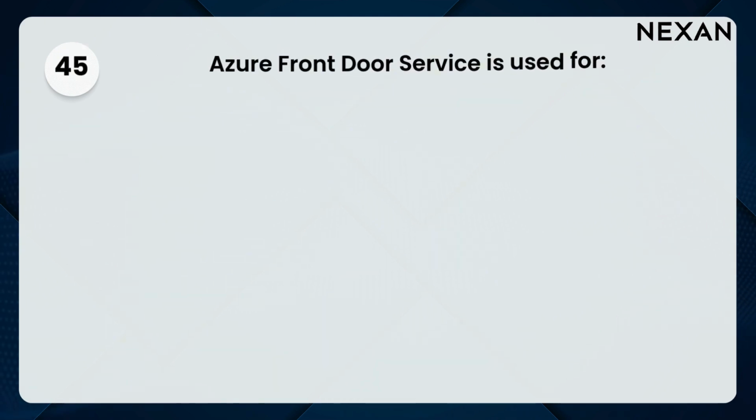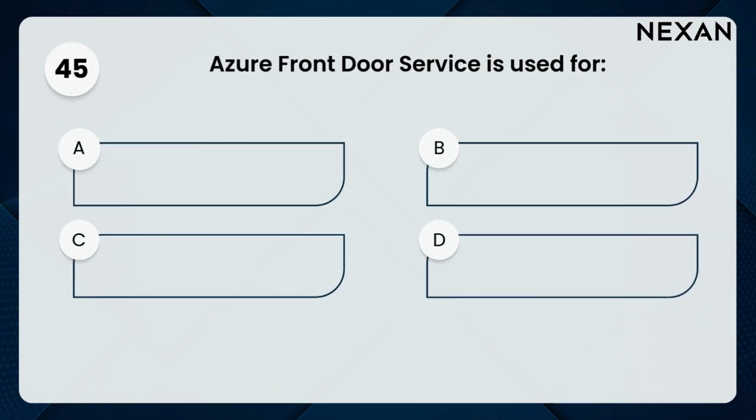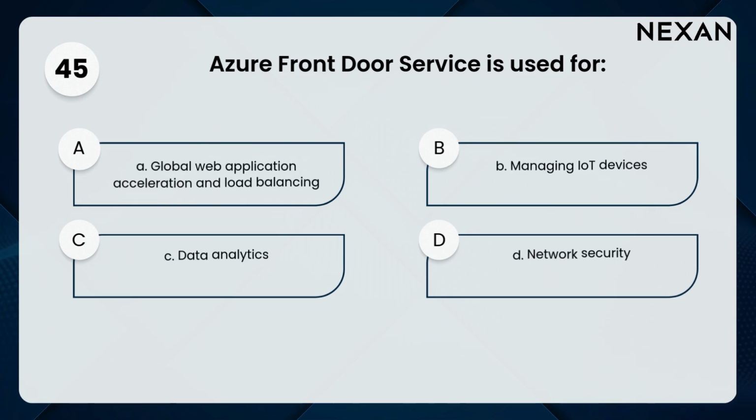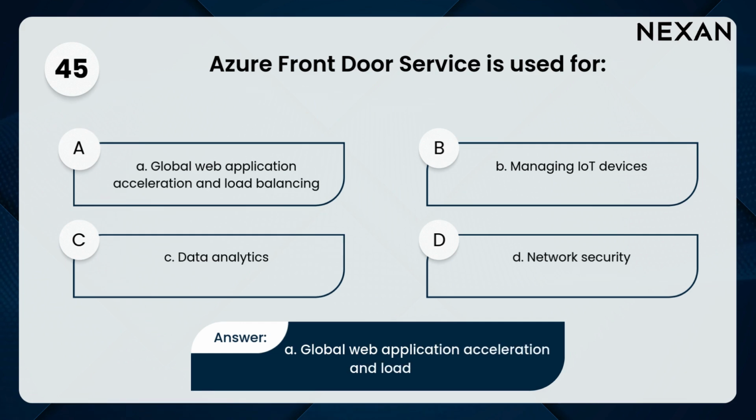45. Azure Front Door Service is used for: A. Global web application acceleration and load balancing, B. Managing IoT devices, C. Data analytics, D. Network security. Answer: A. Global web application acceleration and load balancing.